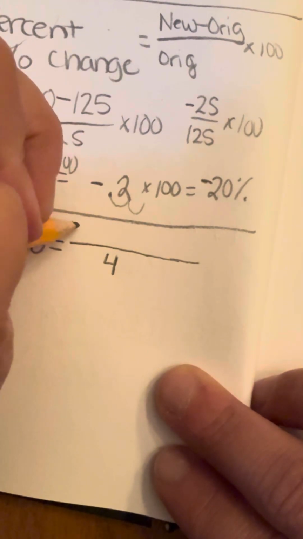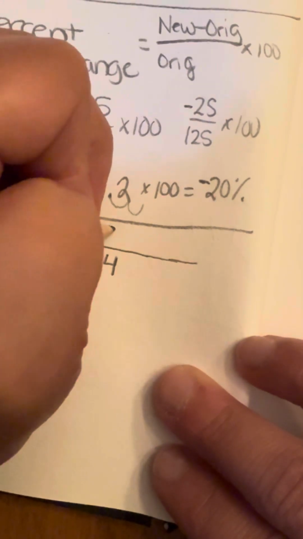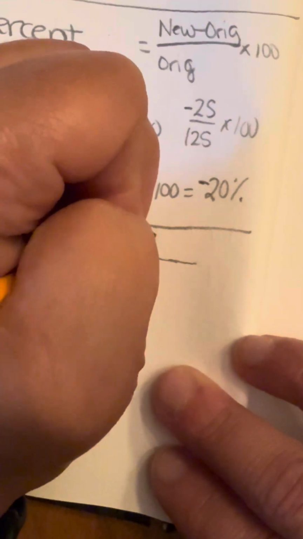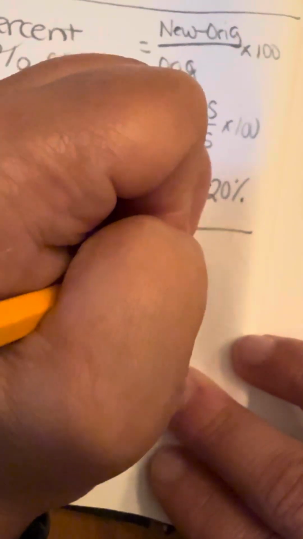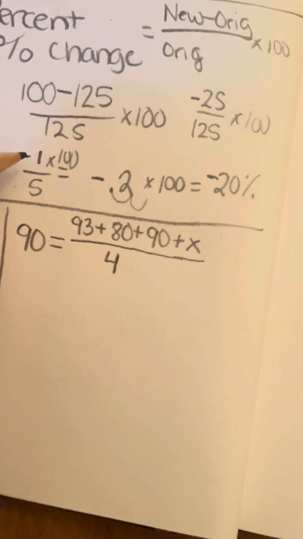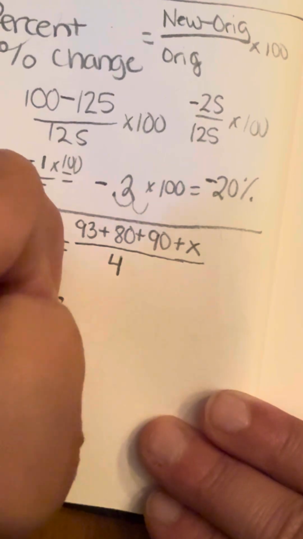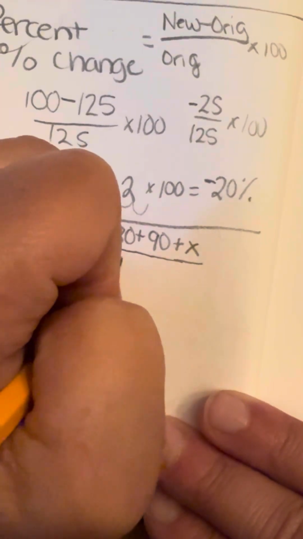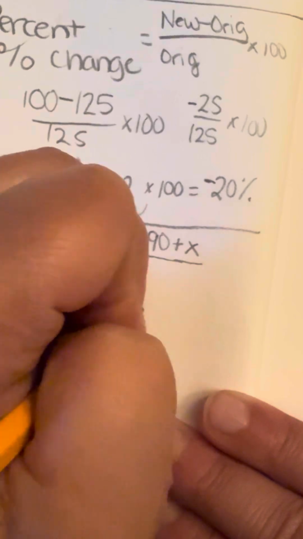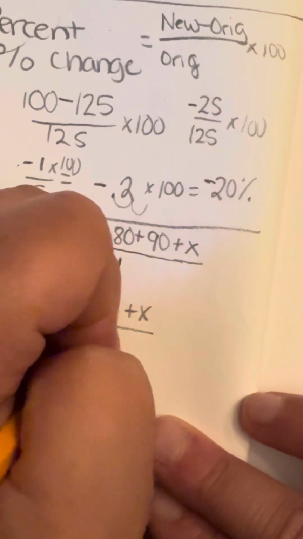So what we're gonna do is add the 3 that she has, so 93, plus the 80 and the 90 that she got, but we don't know what that 4th test was, so we are gonna call this X. Now we can add all of these 3 numbers together, no problem. So we add 93 plus the 90 and the 80, and we get 263. So we get 90 is equal to 263 plus X. We don't know what that is. We can't combine those because they're not the same thing. We're going to divide by 4.